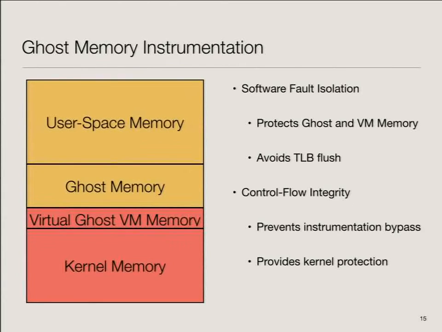In addition, the control flow integrity instrumentation helps protect the operating system kernel from buffer overflows and other related attacks. So we sort of get a two-for-one deal with Virtual Ghost in that we can actually protect the operating system kernel from attack and protect applications from the operating system kernel with one set of instrumentation.